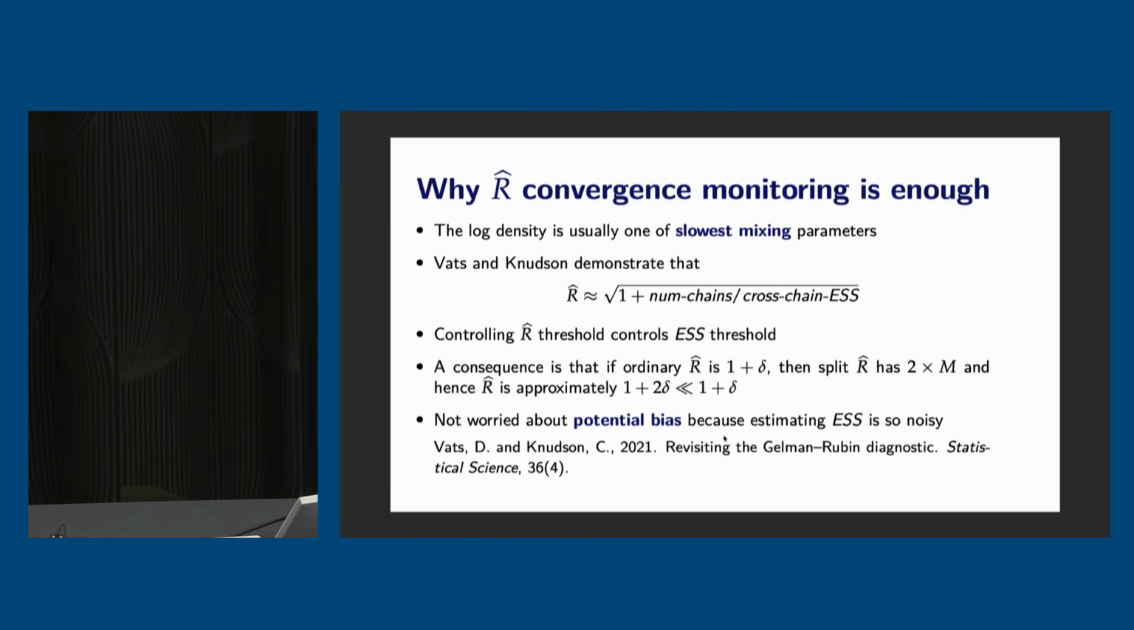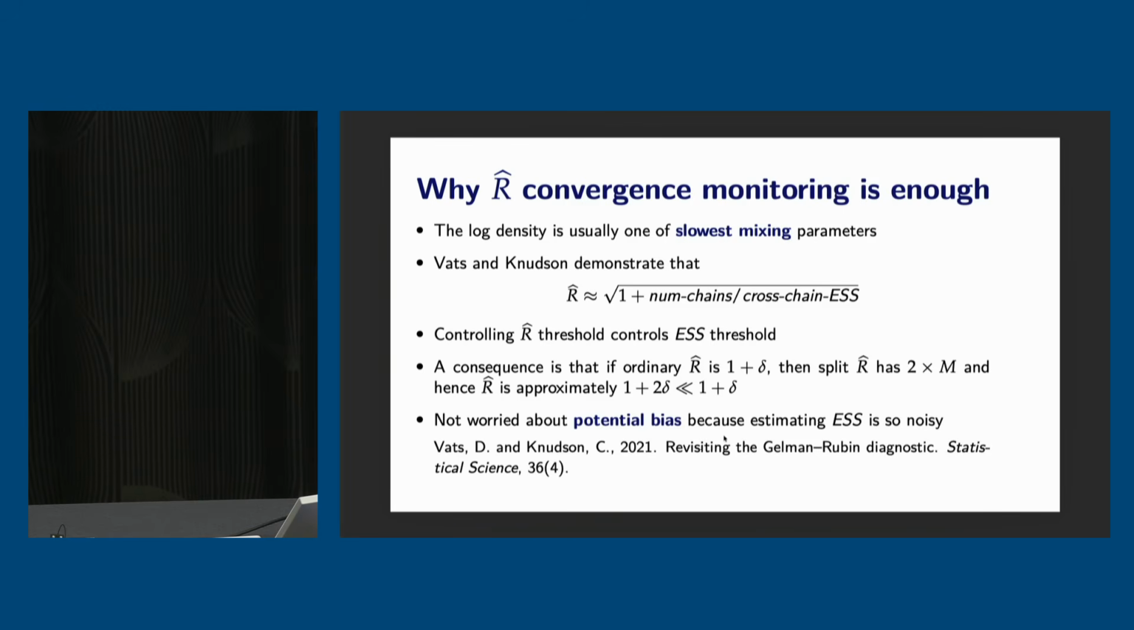Right? Why is R hat convergence monitoring enough? There's a really cool paper by Dootika Vats and, I don't know Knudson's first name. The reason we chose log density to monitor is it's one quantity, so it's cheap to update, and it tends to be one of the slowest mixing parameters. There's no guarantee of that, but it's a transform of the core parameters that tends to be fairly slowly mixing. The nice thing is Vats and Knudson, for very strange motivation, come from the Geyer school where you only run one chain, and they're like, how can we estimate R hat with one chain? Well, we can relate it to ESS. ESS we can estimate with one chain using autocorrelation, right? So this is what they came up with.